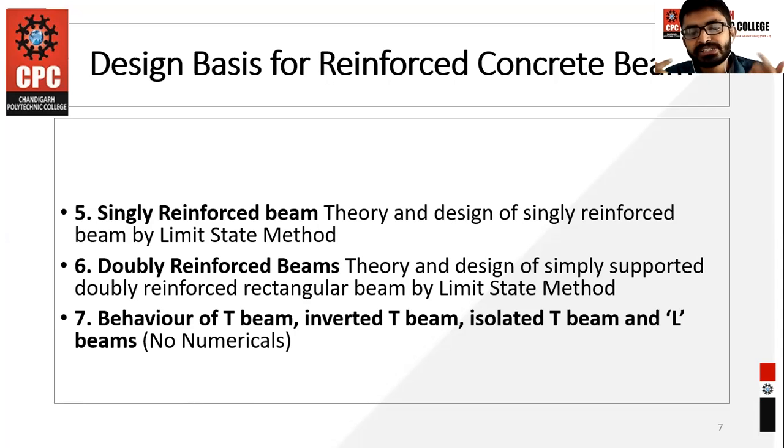So there are various things and methods. We will cover that with the limit state method, that is IS 456-2000. We have a lack of time, but surely we will be covering all these methods and things in a well manner in the upcoming lectures, in the videos. There are two types of beam: the singly reinforced beam and the doubly reinforced beam. These are the types of beam, and we also have the behavior of T beams, inverted T beams. Got it?